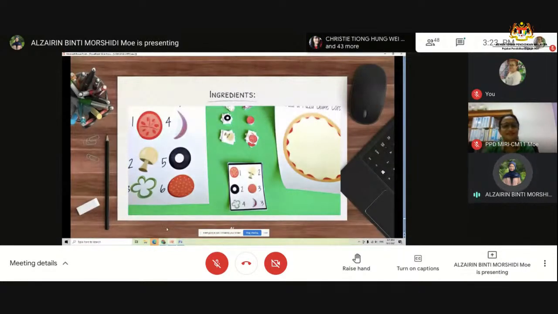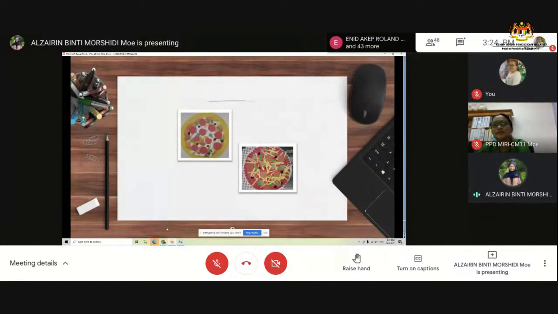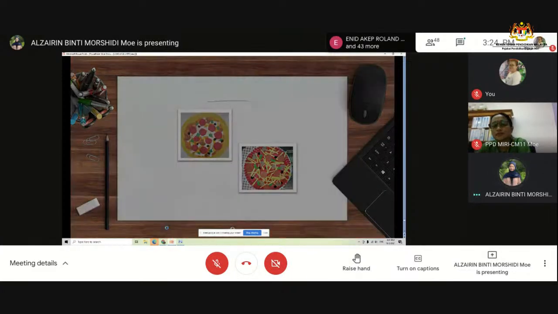Okay, so these are the ingredients. The teacher prepared all the ingredients. That's why I mentioned just now, if you have more than 20 pupils, divide them into groups. One can cut the tomatoes, one person can cut the onion, another person can cut the mushroom, another person can cut the olive, until the last one. This is where the collaborative learning takes place, like 21st century learning. Okay, so this is the result.